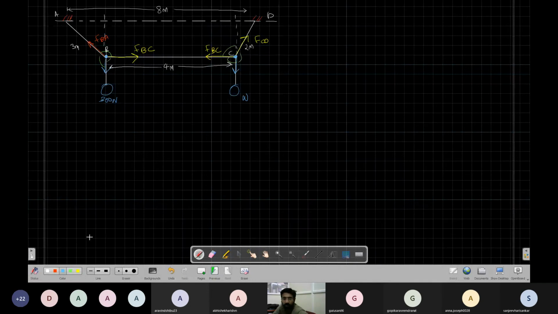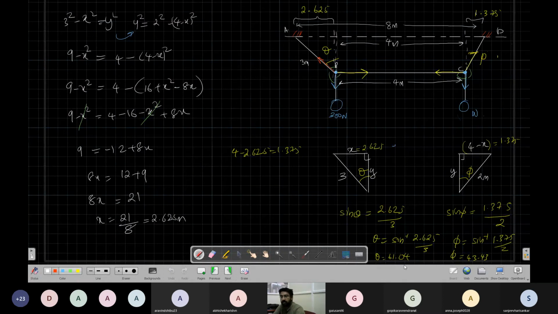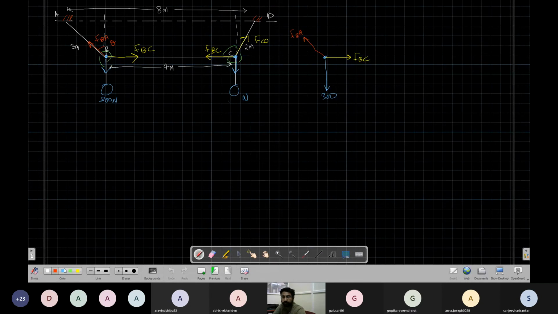Okay, so now I'll draw the free body diagram for B. 300, FBC, FBA, and this is my theta. Theta is 61.04.